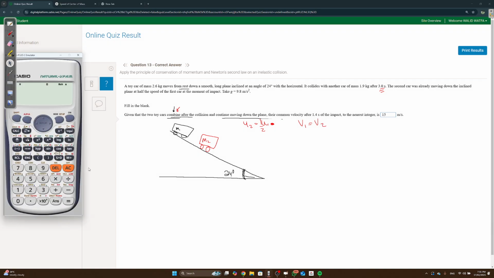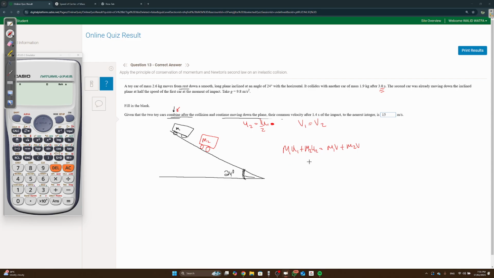Let's solve. This took me a few steps, but I got it in the end. It took me a good 3 minutes to solve. Anyway, with collisions, don't waste your time. Write down what you know. Let's say you're stuck, write down what you know. M1 U1 plus M2 U2 is equal to M1 V plus M2 V, because we can write V1 and V2, but we know they collide and stick together, so they have the same velocity.